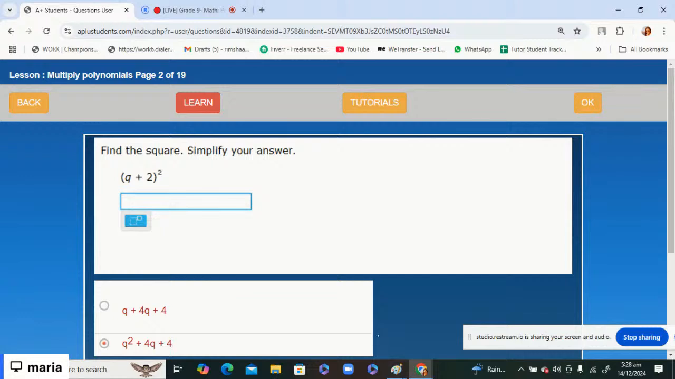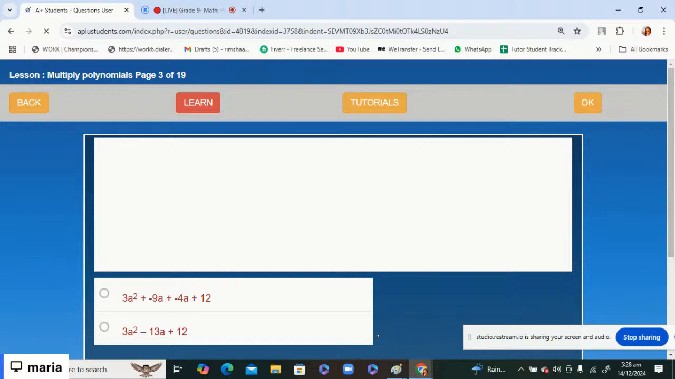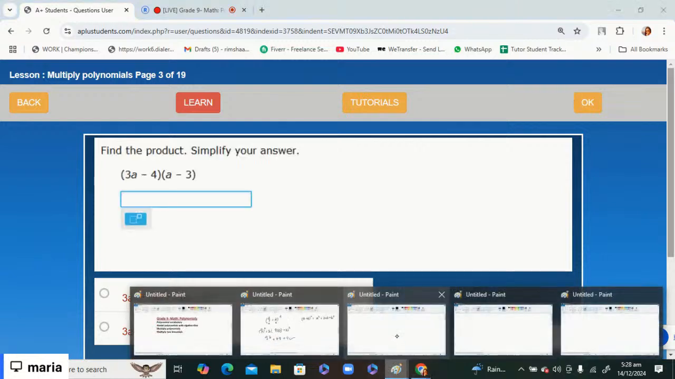Okay. Now 3A minus 4 and A minus 3 multiplication.